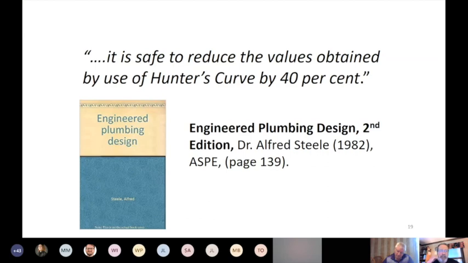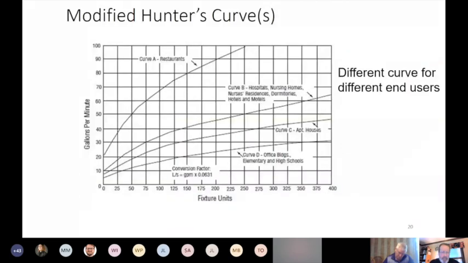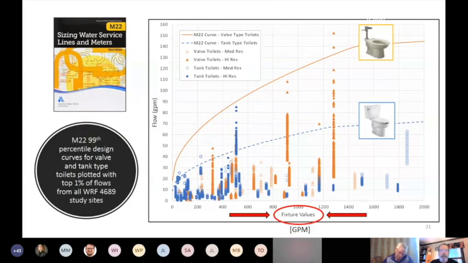And by the time we get to the 1980s, 40 years after Hunter's curve was introduced, classic engineering plumbing textbooks were saying, hey, folks, it's safe to reduce the values obtained from Hunter's curve by 40%. So there was this recognized need that it was overly conservative, but no attempt to really go back and update or change it. This also led, incidentally, to a proliferation of modified Hunter's curves that applied to all sorts of different uses: restaurants and nursing homes and houses and apartment buildings and so forth.